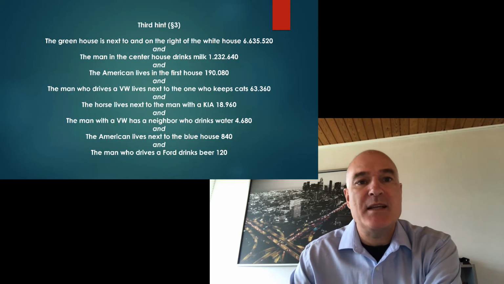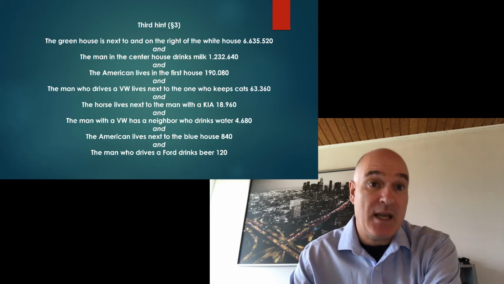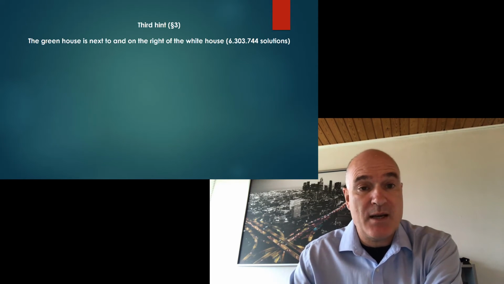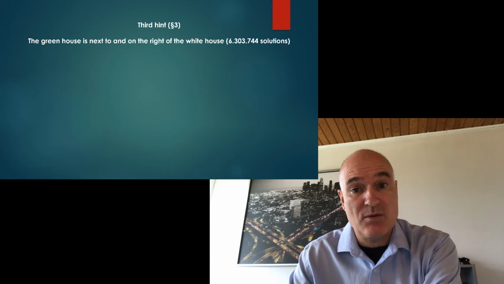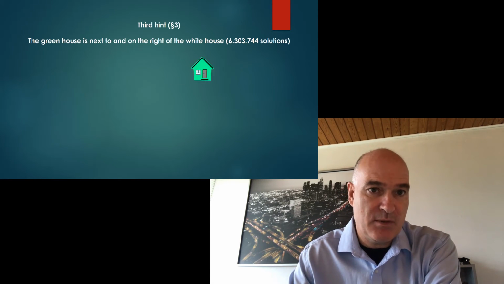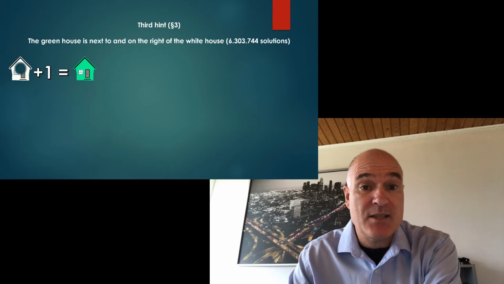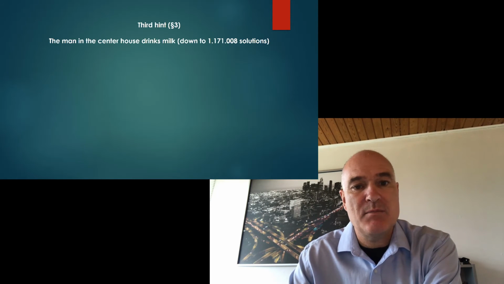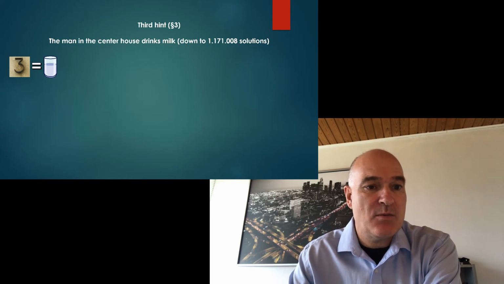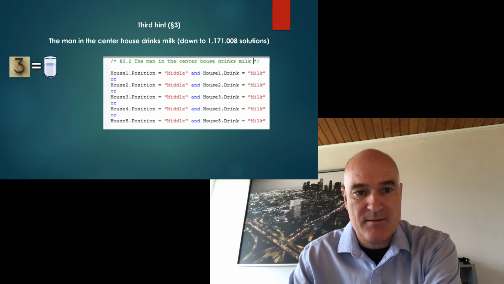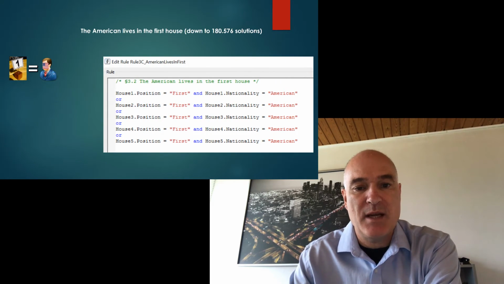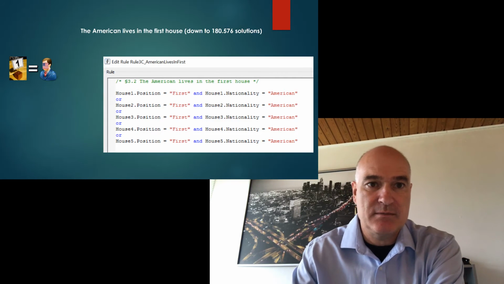It's necessary to explain these rules to the AI in a language that it understands. Let me give you some examples. The rule that the greenhouse is to the right of but next to the White House can be expressed quite simply graphically, but the AI needs to be told in detail. That the man in the center drinks milk can be illustrated graphically like this and has to be explained to the AI like this. It's easy to explain to the AI that the American must live in the first house, but a little more complicated to explain the neighbor relation between the cat and the Volkswagen.